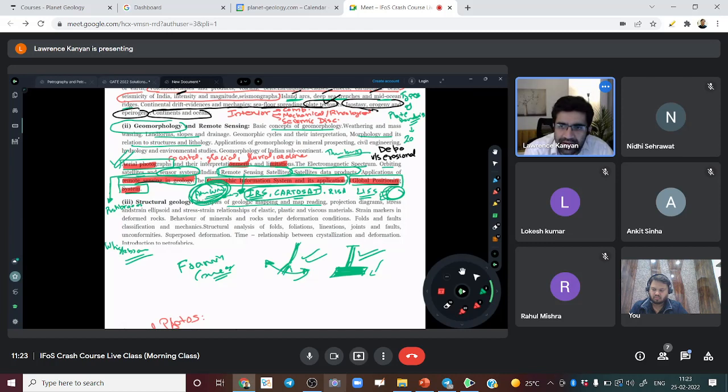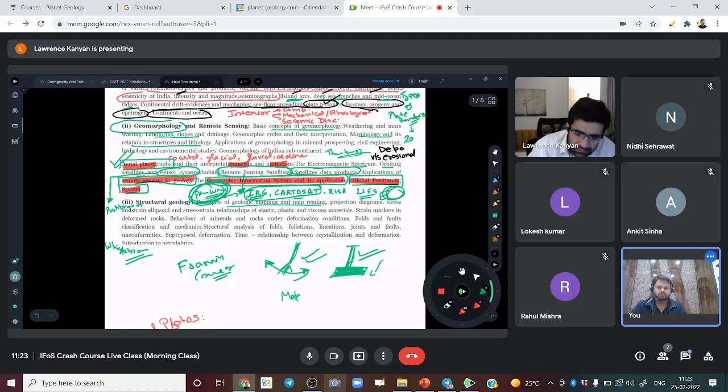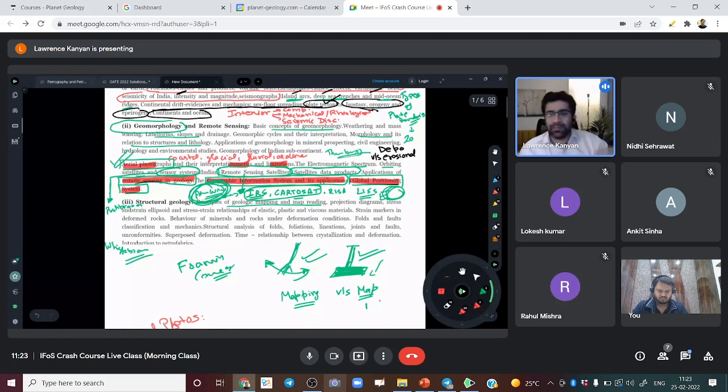One thing you have to be clear about is mapping versus map. Many people confuse this part. They will sometimes write about mapping, sometimes about map. When it comes to map, your answer will start with what a map is. A map is a 2D projection of the 3D world. You project the 3D world onto 2D, and write a little about that. You have topography maps, and you can write the types of maps which are there.